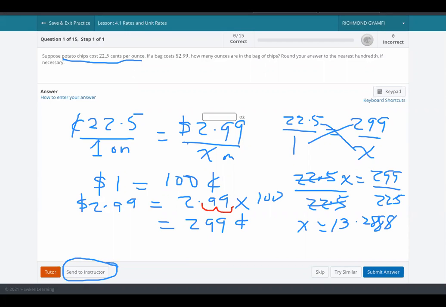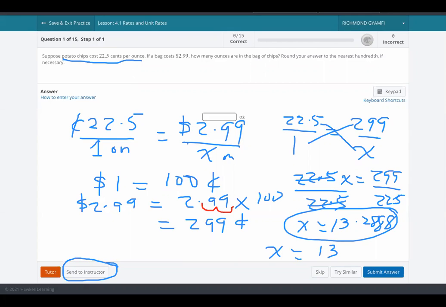Now, this is in cents, right? This is in cents. Remember, I changed the dollars to cents. So this is in cents. But the x here is ounces, so that's fine. So we keep it at that. So we have x equals 13.